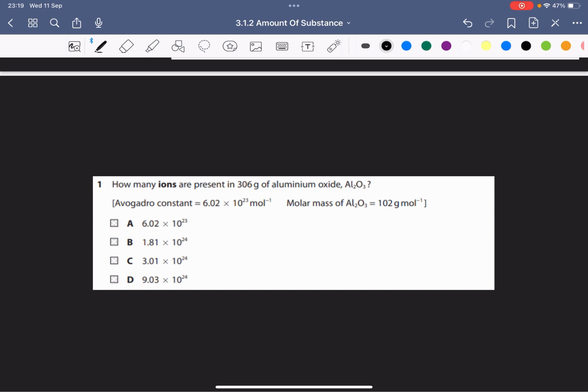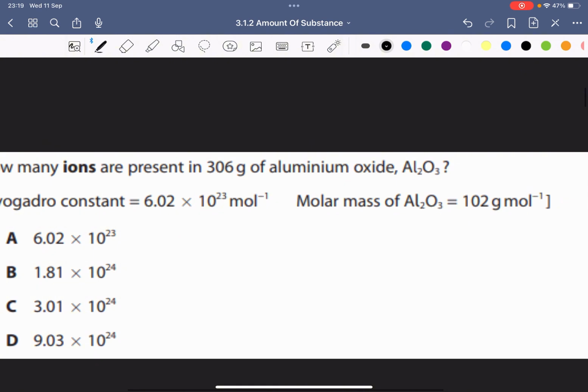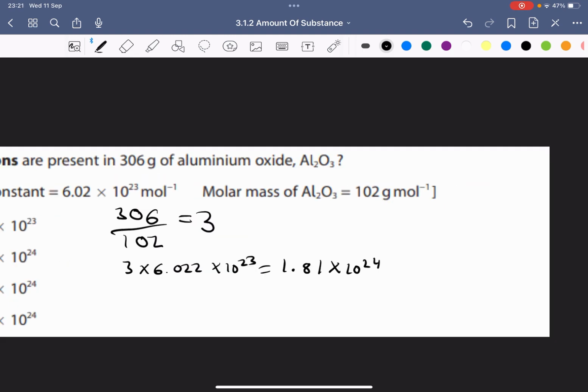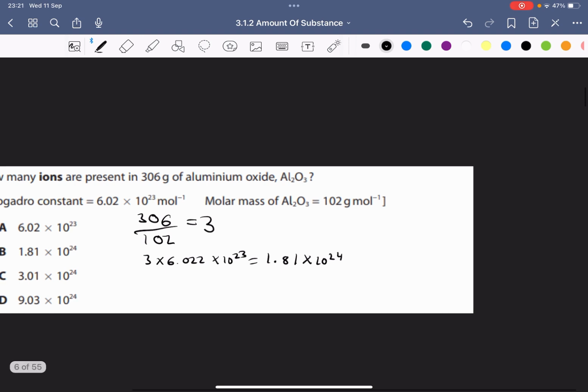Alright, so they've given us the mass, and they've also given us the MR. So we can do mass divided by MR to work out moles. And now we can do the moles times Avogadro's constant to work out the number of particles of aluminium oxide. So that we get... Alright, so this question has a bit of a twist to it. So they're actually asking us how many ions there are present. So the answer we've got right now would be correct if they asked how many molecules are present.